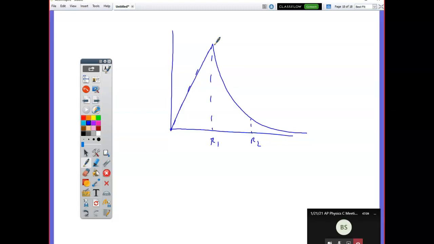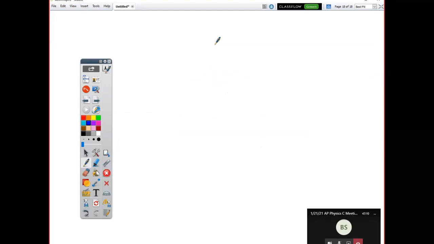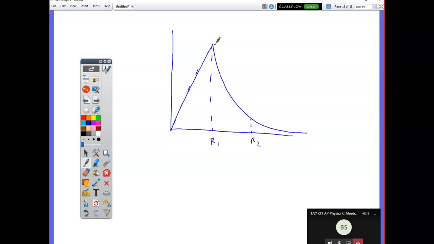The graph above shows the force of gravity on a small mass as a function of distance r from the center of the Earth. The Earth is assumed to have uniform density. The work done by gravity. There's a force distance graph. So what should you be thinking? Energy, which is work, right?